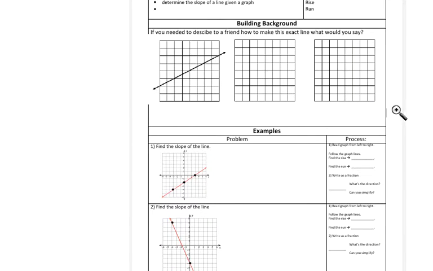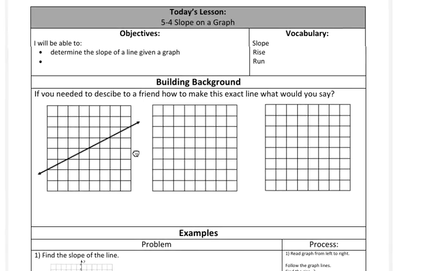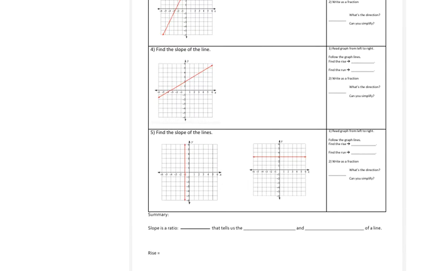All right, today we're going to be finding slope on a graph. We need to know some certain vocabulary, but we're going to talk about that in a second. Today we're going to be able to determine the slope of a line on a graph. So remember, slope tells us two very important things.